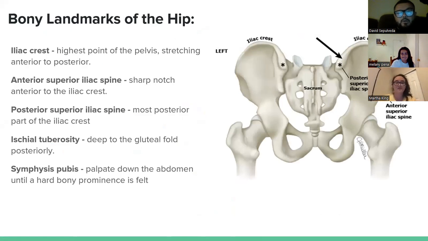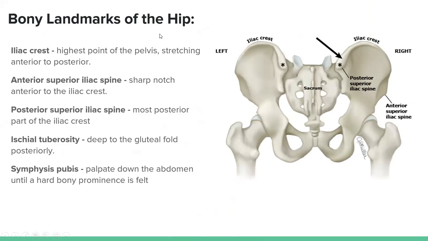Going over the bony landmarks of the hip, you do have the iliac crest, which is on the outer ridges at the top. So it's the highest point of the pelvis. It goes from the anterior and posterior ends. You also have your anterior and posterior suprailiac spine, which would be the front and then the back of the hip, on the iliac crest.